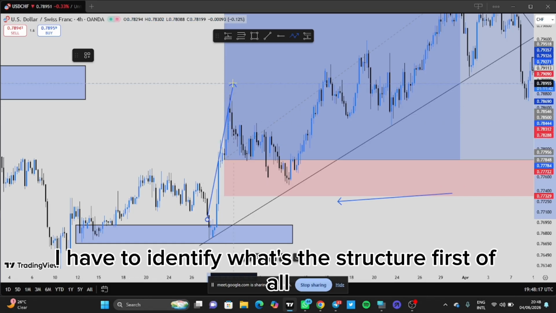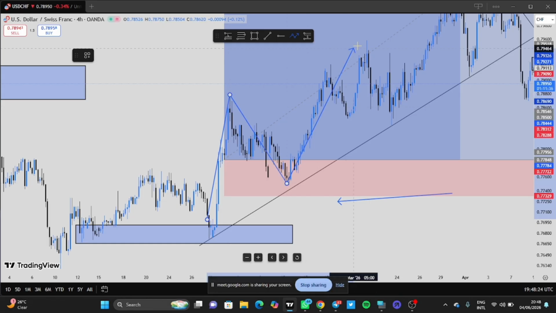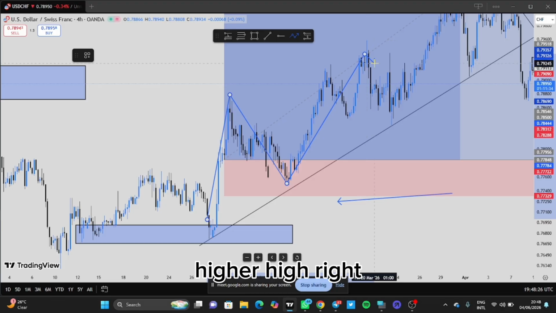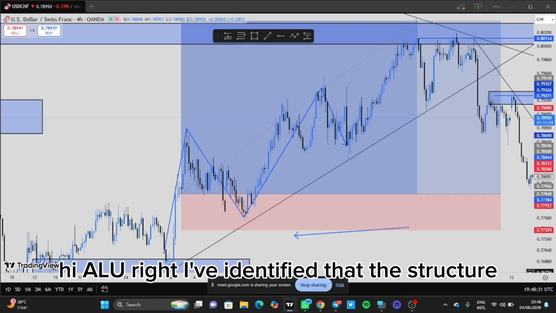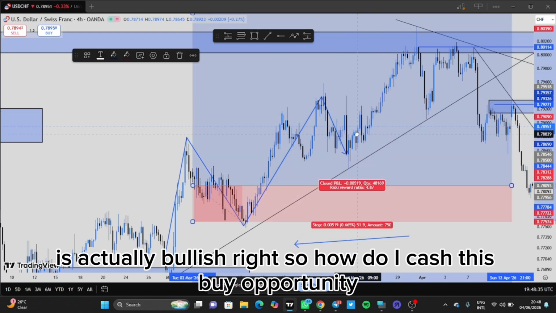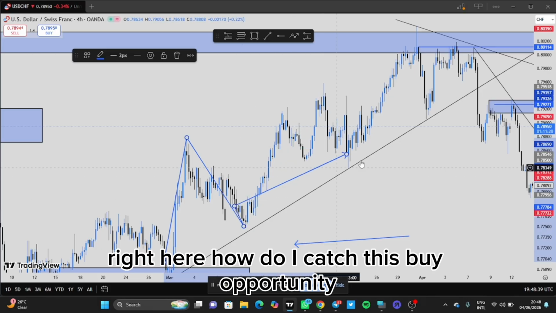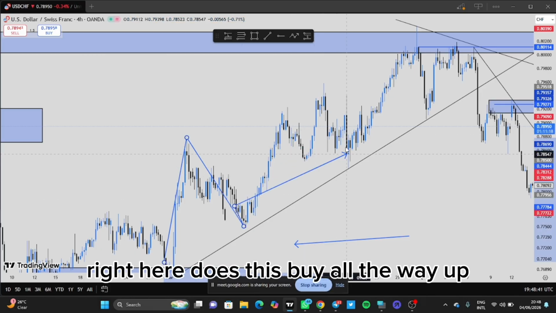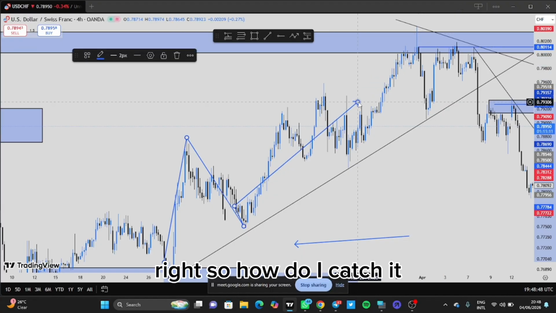So all I have to do is to connect my high. I have to identify what's the structure first of all. So since I know that the market is in a bullish structure, higher high, higher low, higher high, higher low, right? I've identified that the structure is actually bullish. So how do I catch this buy opportunity right here? That's this buy all the way up, because market has to come low for me to buy the market, right?